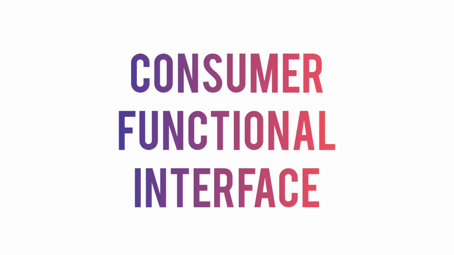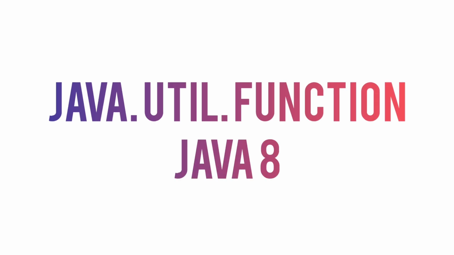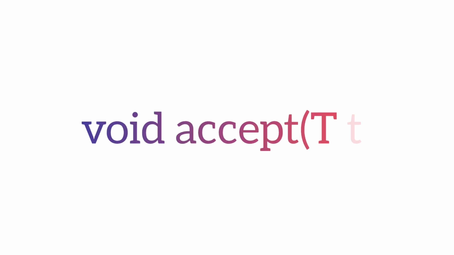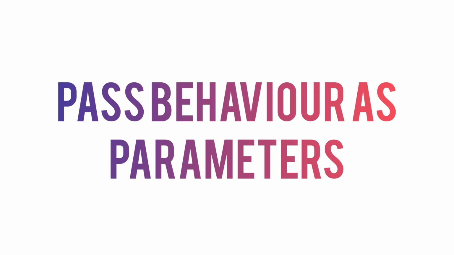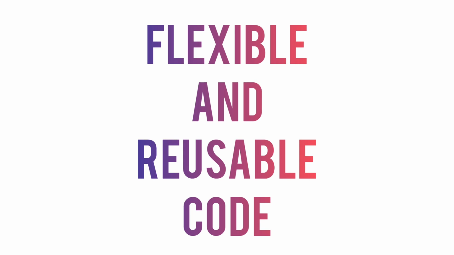Hi guys, so today we will see what is a consumer functional interface and also 3 examples of it. The consumer functional interface is one of the functional interfaces introduced in the java.util.function library in Java 8. The accept method of the consumer functional interface takes one argument as input and returns void. It doesn't return anything. The consumer interface is used to pass behavior as parameters to its accept method. It is used to write flexible and reusable code.